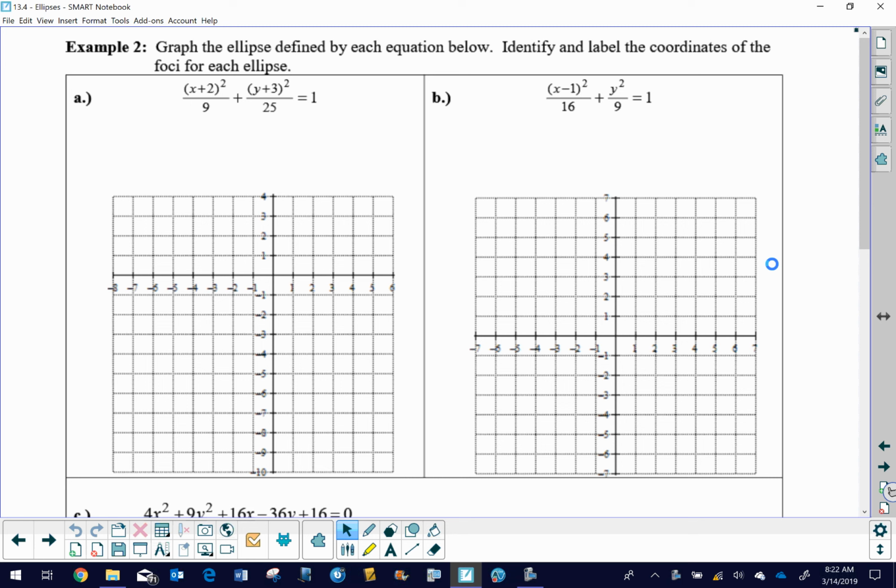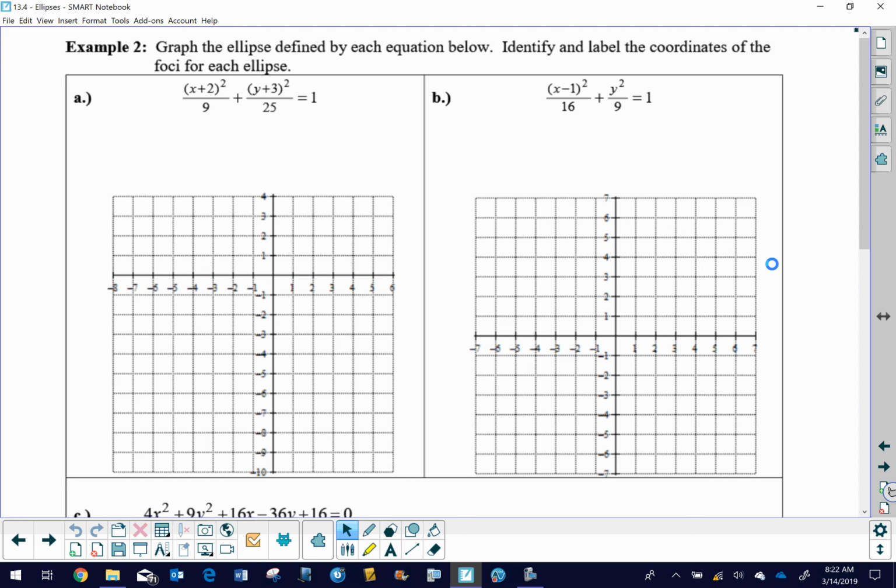This video is going to take a look at what I believe is page 3 of your notes, that deals with example 2, and it has 3 parts, so we're going to run through all 3 parts of this. The directions say that you are to graph the ellipse defined by each equation below, and we are then to proceed with identifying and labeling the coordinates for just the foci.